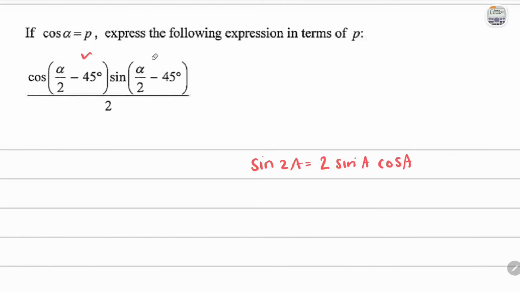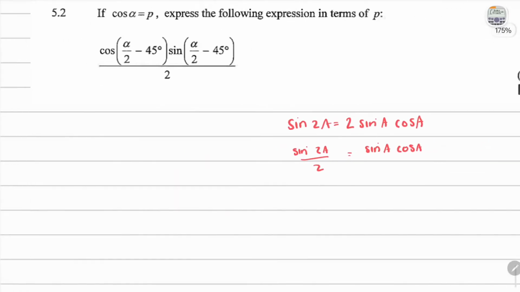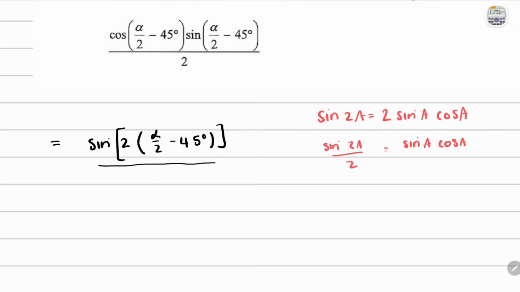Okay, here we can see that. So we can just make sure that sine A and cos A are the subject. If you did that, you would have to divide both sides by 2. If you divide this by 2, you end up with sine 2A over 2. And we can just use that here. Okay, so here in place of cos alpha over 2 minus 45 degrees, we can say that that is just equal to sine 2, and then our A is the angle that was repeated. So that's sine 2 times alpha over 2 minus 45 degrees. Okay, and that goes over 2.